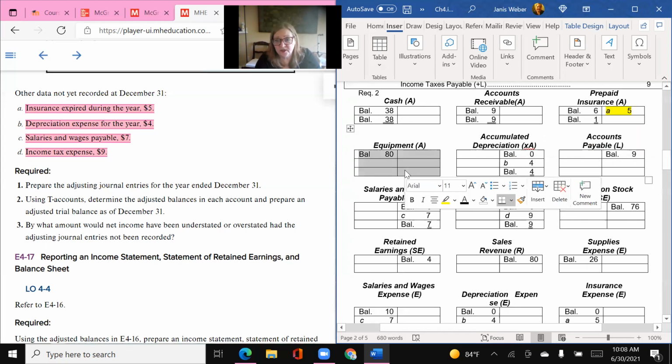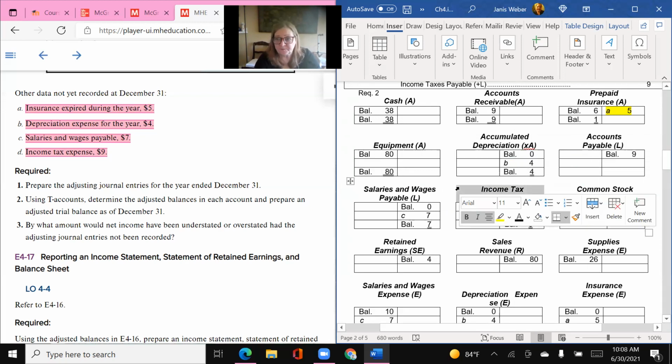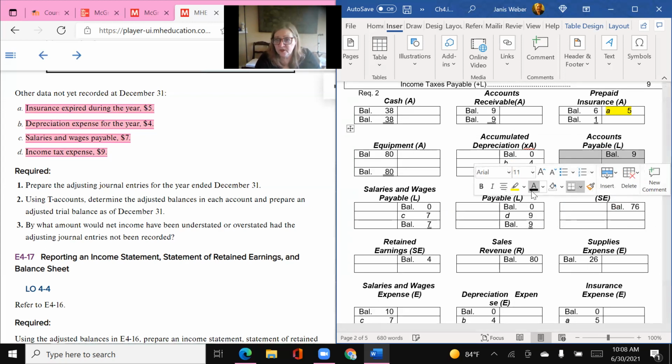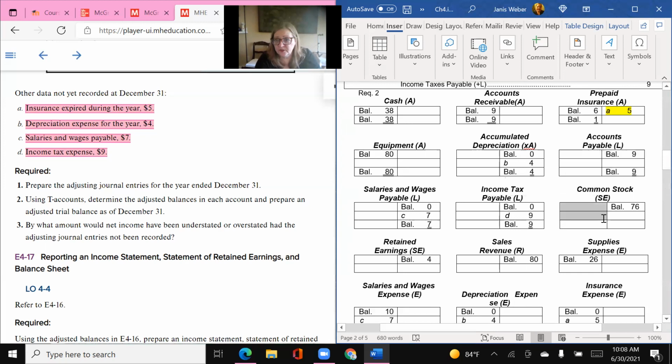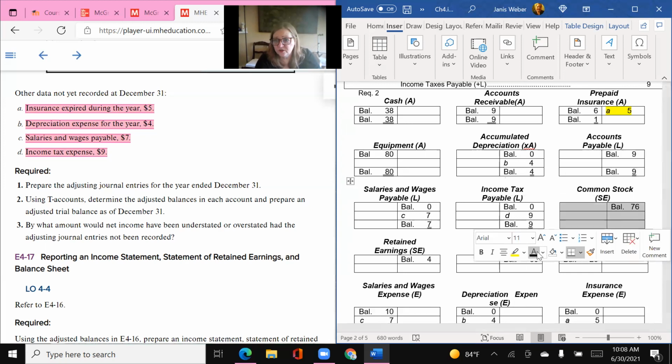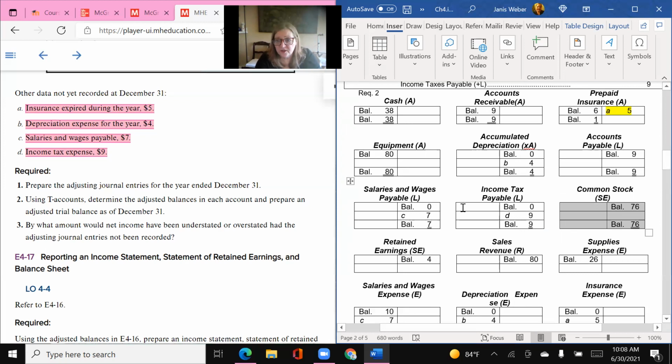Equipment didn't change, so it still has the same balance it started with. Accumulated depreciation had 0, and we added 4. So it has a balance of 4 on the credit side. Accounts payable didn't change, so it's still the same as it was. Stockholders' equity didn't change yet. No, it didn't. They didn't tell us anything got issued.